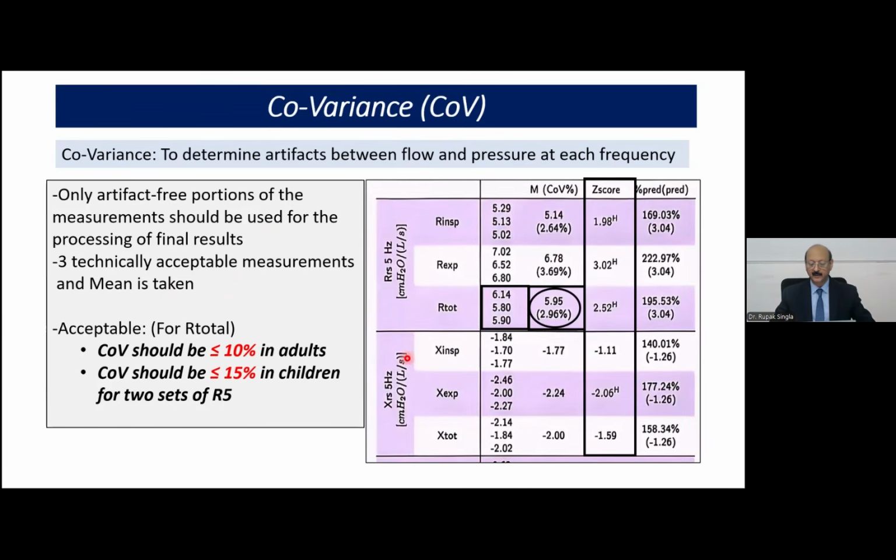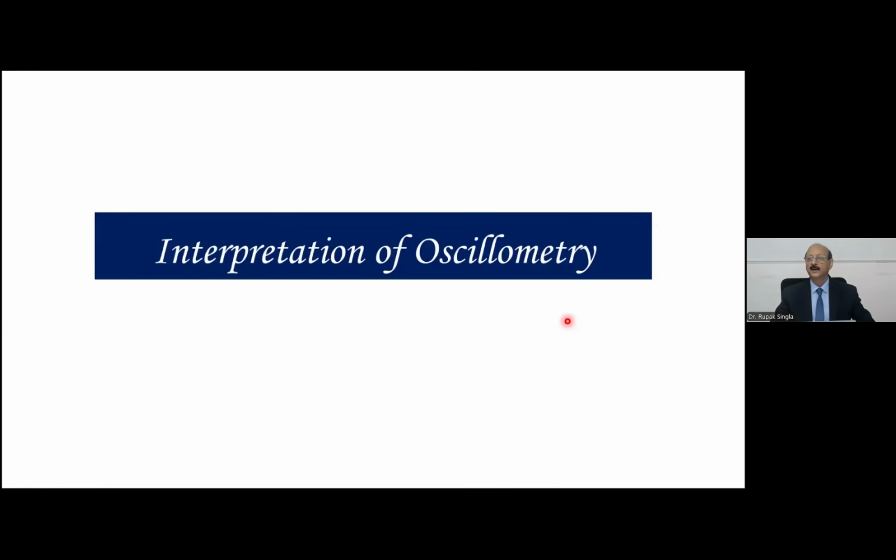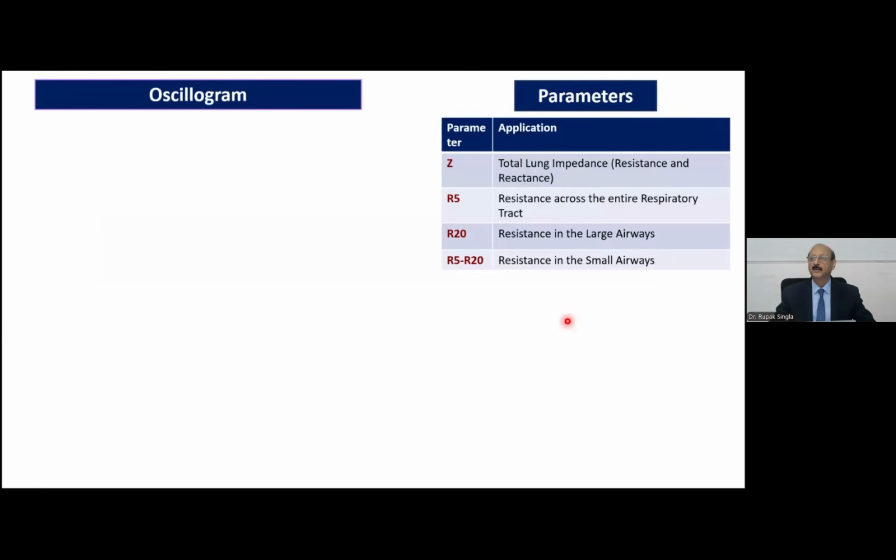Now, if you see this example, these are the 3 readings, and the mean of the readings is taken as 5.95, and below this you find 2.96. Basically, this is the CoV, which indicates that yes, it is less than 10%. So the quality of the test is ensured. Now, coming to the interpretation of oscillometry, that was the background. Now we come to the interpretation.